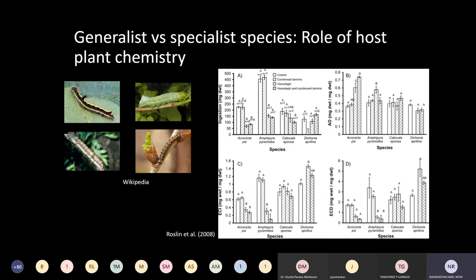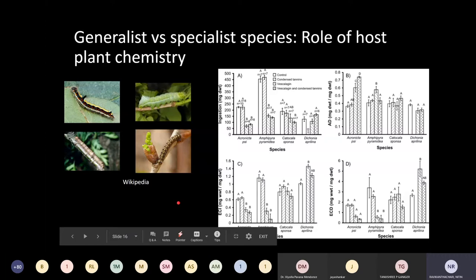When I told you about generalist and specialist species of caterpillars, this has a lot to do with the host plant chemistry. So here are four caterpillars. This is a study done in 2008 by Roslin and others. The first one is one, two, three, four. I don't want to spend more time on the species names. Two of these are specialist moths which can feed on vescalagen. Two of these moths are generalist species which cannot feed on vescalagen.